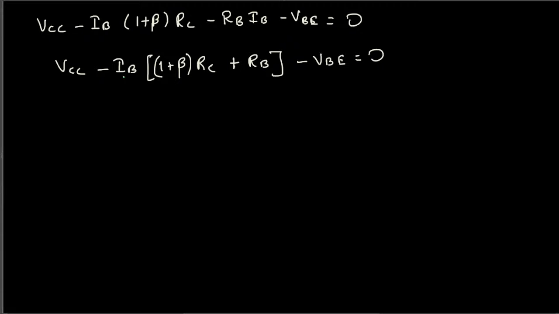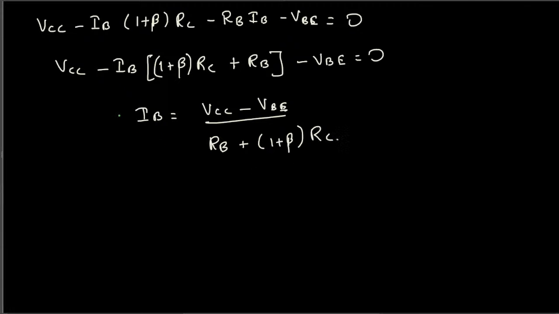Now if we rearrange this one in terms of IB, this is going to look like this. IB is equal to VCC minus VBE divided by RB plus 1 plus beta times the RC. Okay, this is the IB equation.